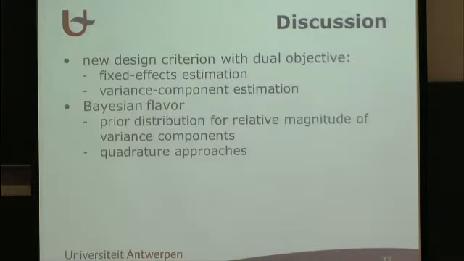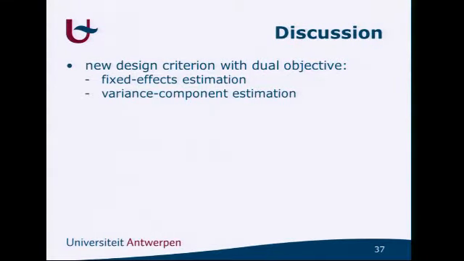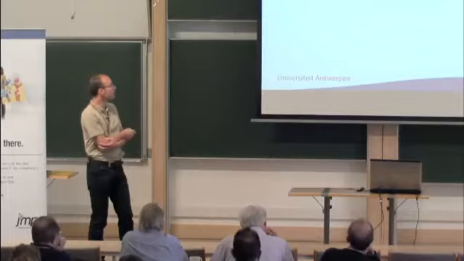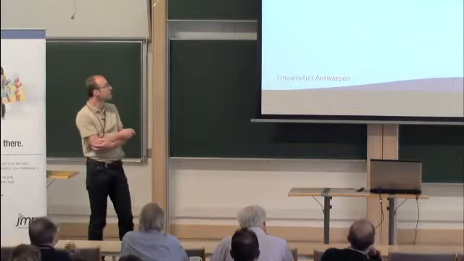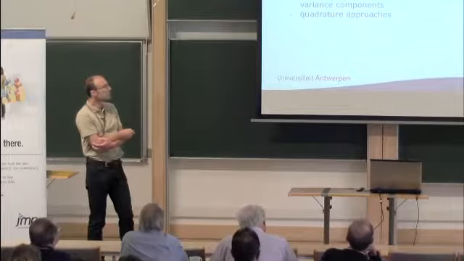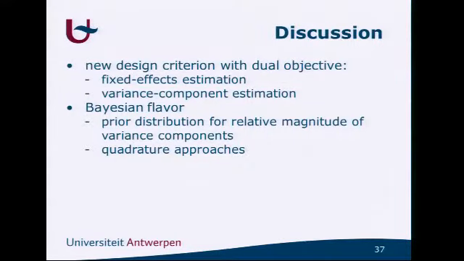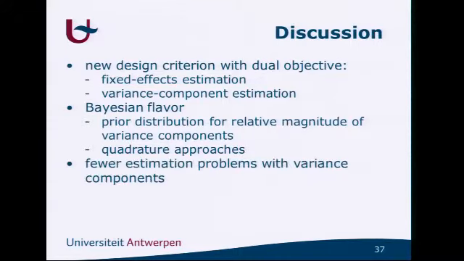That brings me to the final slide. So I've showed you a new design criterion with a dual objective, and the dual objective is to estimate both the fixed effects and the variance components as precisely as possible. Our new design criterion has a Bayesian flavor in the sense that we use prior distributions for either eta, the variance ratio eta, or the intra-class correlation coefficient rho, and we evaluate our Bayesian composite design criterion using quadrature approaches to save computer time.